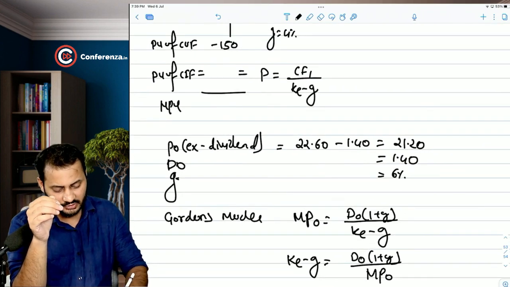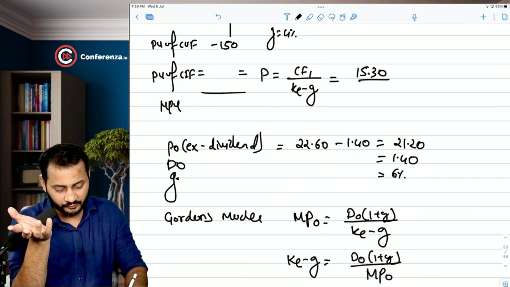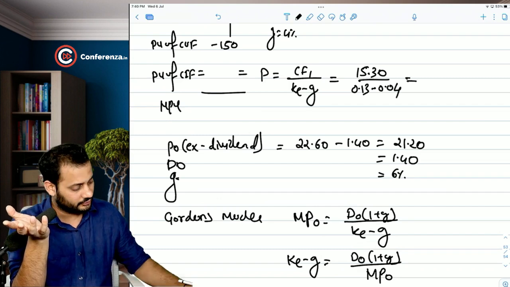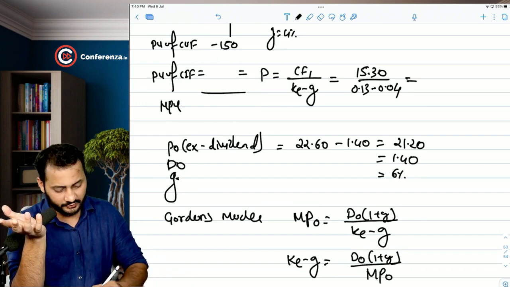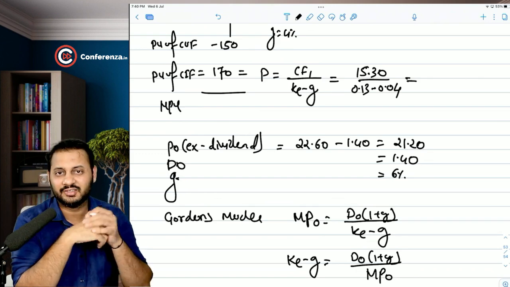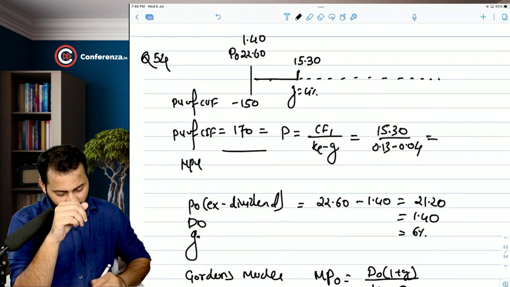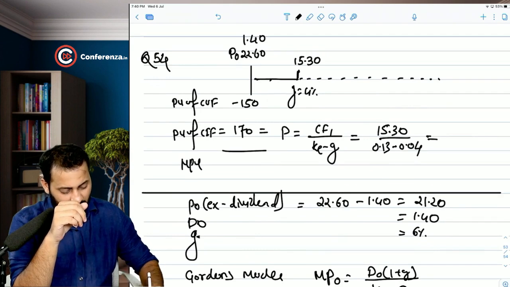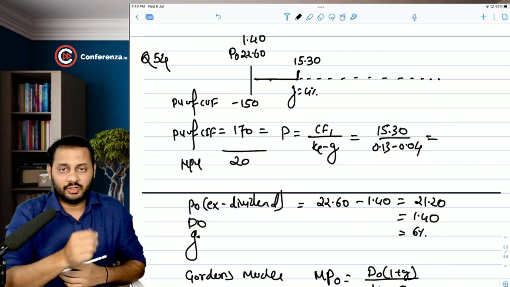You just put down this in here. 15.30 is already CF1. 13% minus 0.04. So 15.30 divided by 0.09 gives us 170. I knew the figure, that's why I told you 170 at the time. So practically speaking, what does practically speaking mean? The NPV of the project is 20 crore.